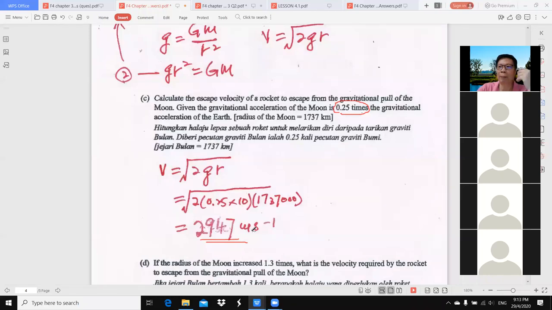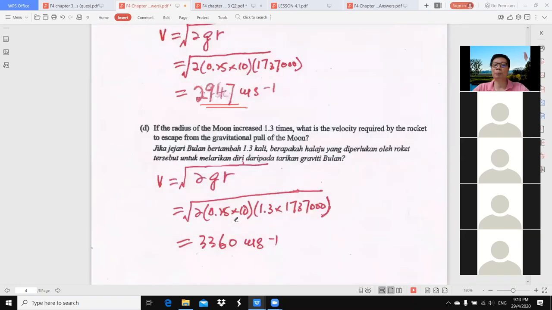Then you can escape from the moon and come back here already. From the moon, you want to come back to the Earth, right? You must also have the escape velocity to escape from the moon to come back here. That's why all these scientists did a lot of calculation before they went to the moon and then came back. That is the importance of studying physics, understand? To explore outer space, you need to do a lot of calculation. That's why the study of science is important.